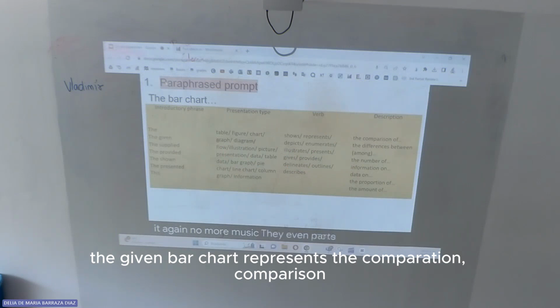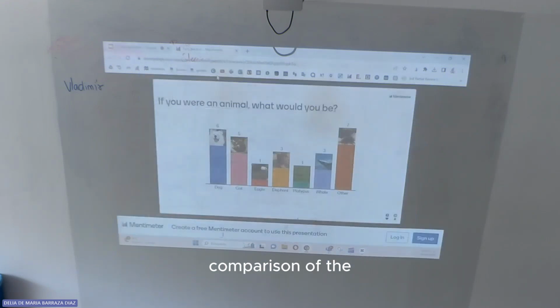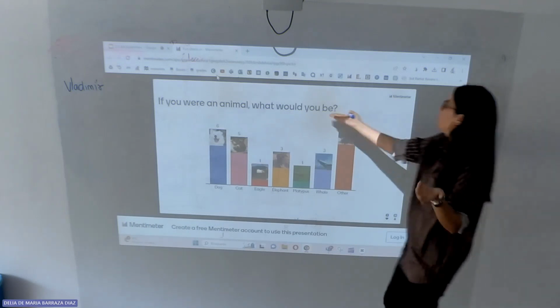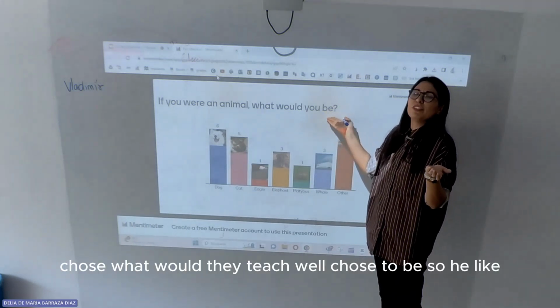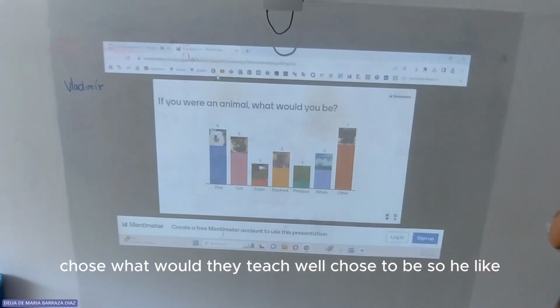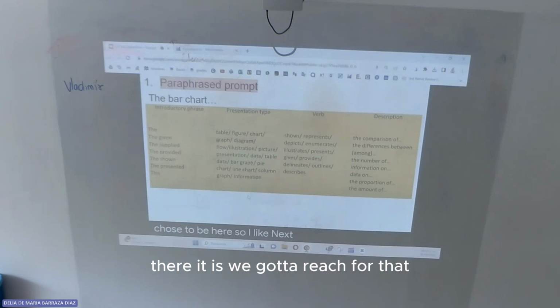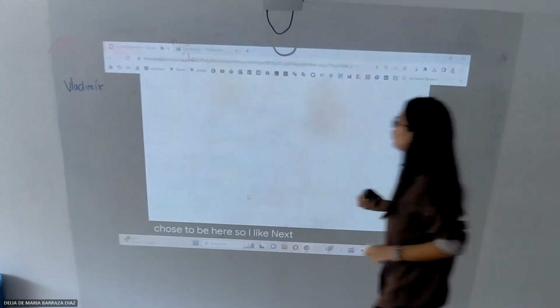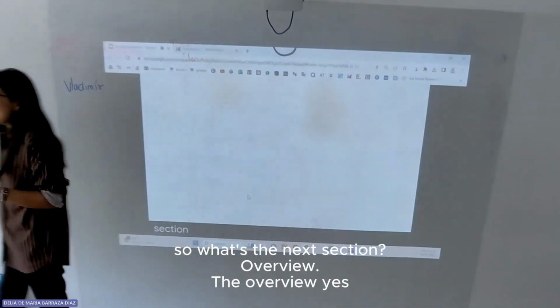The given bar chart represents the comparison of animals that high school students of the first semester, same group, chose. Chose. What would they be? Chose to be. So it's like, there it is. We got to read for that. So what's the next section?